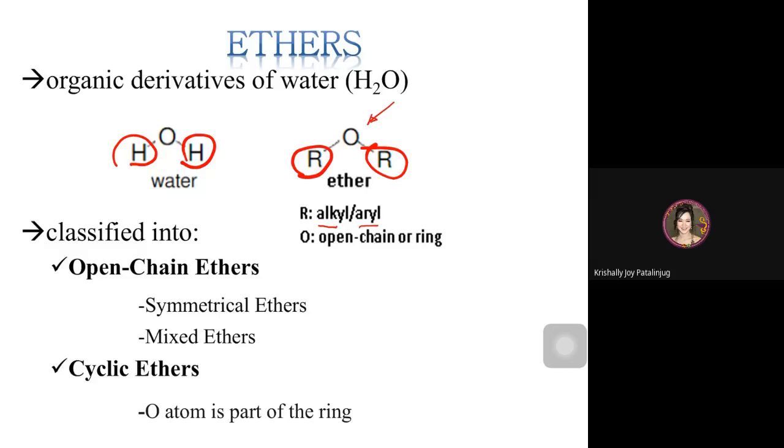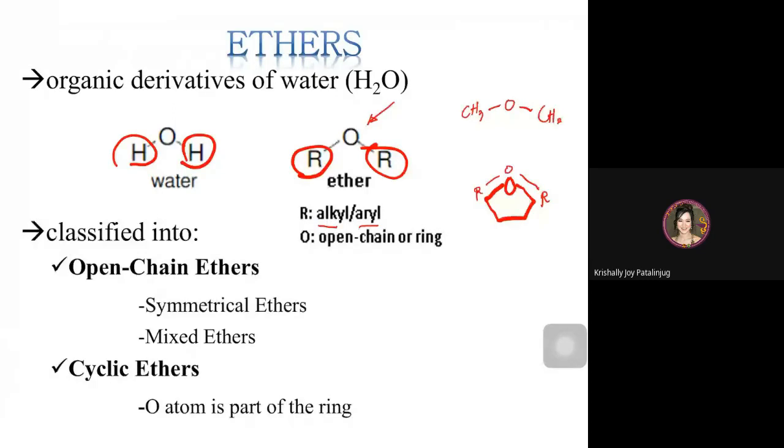Part of the ring, say for example, you have a 5-membered ring, then yung isa dyan is oxygen. This is R, this is still R, O, R, di ba? But this time, this is a cyclic ether. Pero may nakag CH3, O, CH3, this is an open chain ether. Now, let's talk about open chain ethers, the symmetrical.